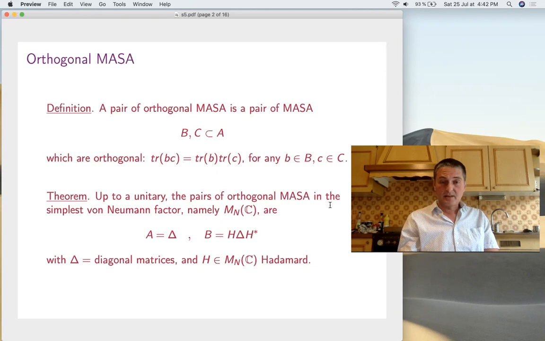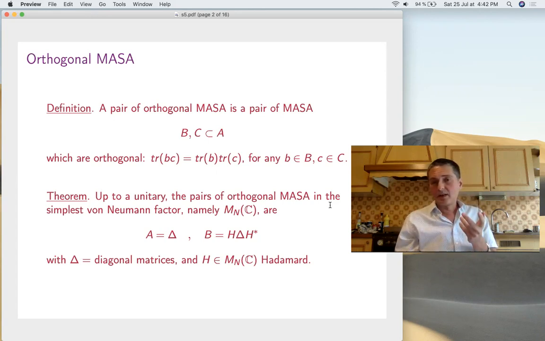So let's take the simplest factor, which is the matrix algebra M_n of C. And Popa discovered, and the proof is very simple, of course, it's just some linear algebra in a few lines, that these pairs of MASA correspond to the Hadamard matrices. So, why is this true? First of all, if you take the diagonal matrices, a MASA, the basic example is the diagonal matrices, right, inside the matrices. More generally, any MASA must appear by conjugating by a unitary, right, delta.